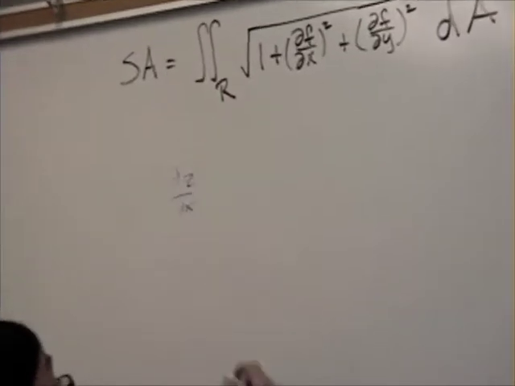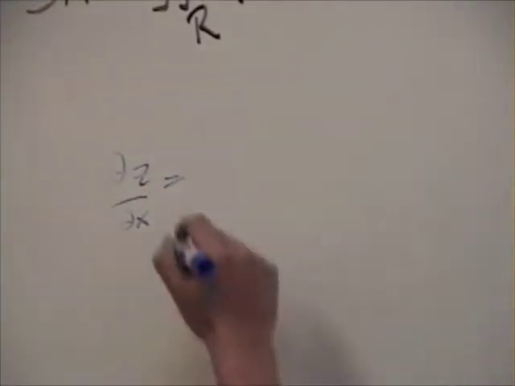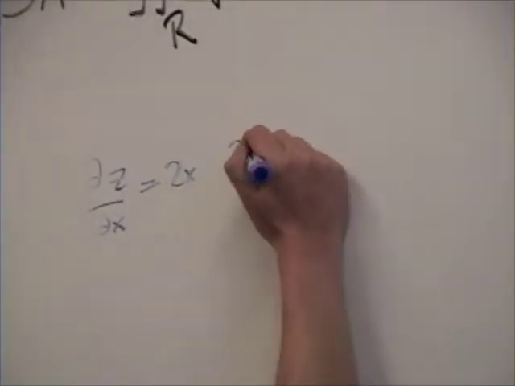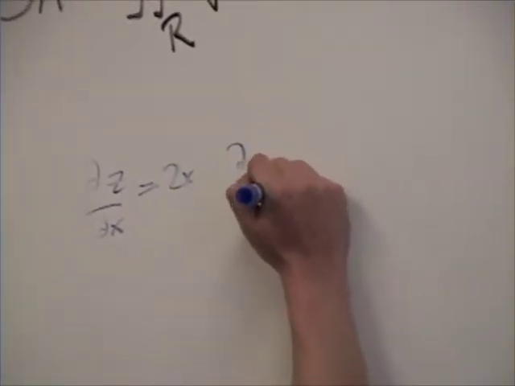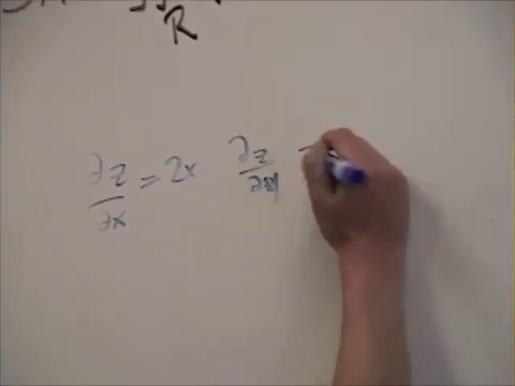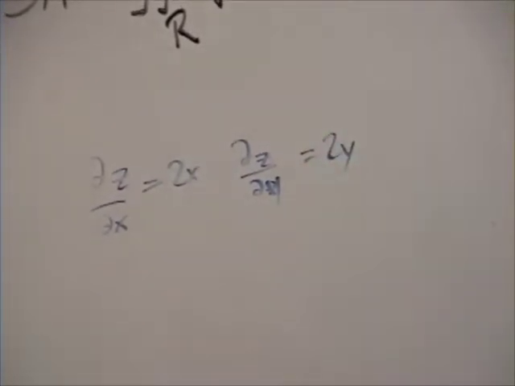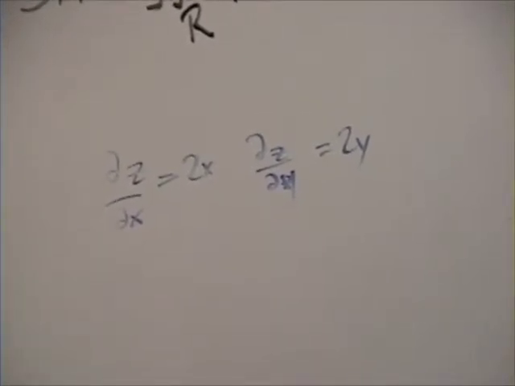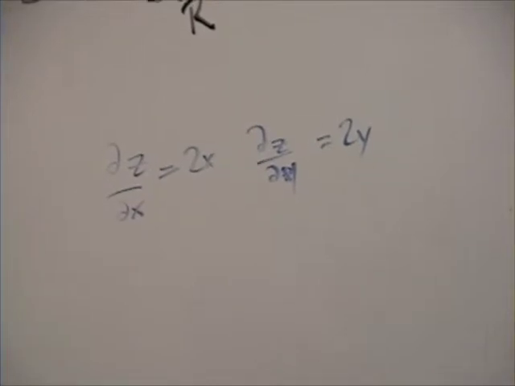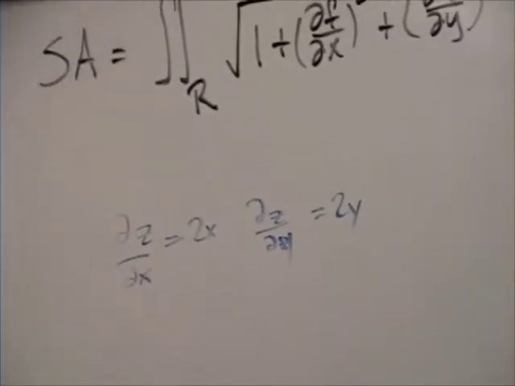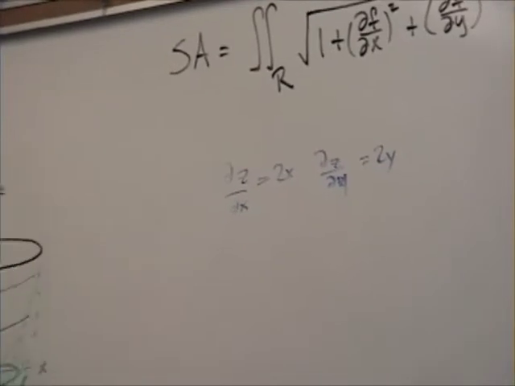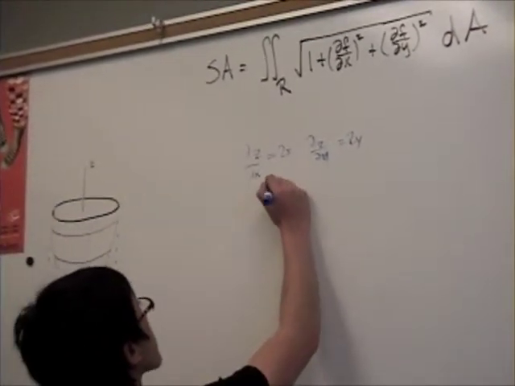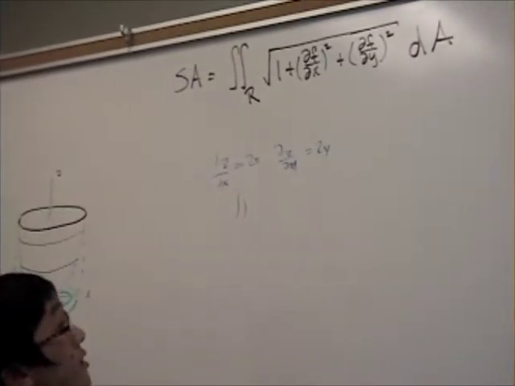The partial with respect to x is 2x. The partial with respect to y is 2y. Once we have this, we're going to leave the rectangular region, the limits, undefined for now, because we're going to have to switch this to polar later on, as you'll see, because it'll make the integration much easier. So let's rewrite our integral and plug in our partials.